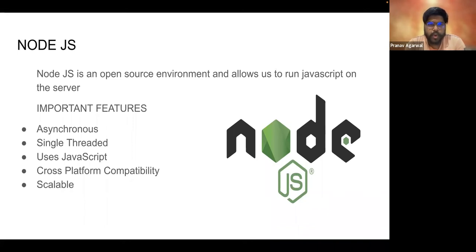So what are the important features? We already know JavaScript is available in server side. So we don't need to learn an additional language in backend, right? So we are using JavaScript. Next is cross-platform compatibility. What is this? We can run Node.js across Android, iOS, and anything, mobile, website. Everything can be run with the help of Node.js.